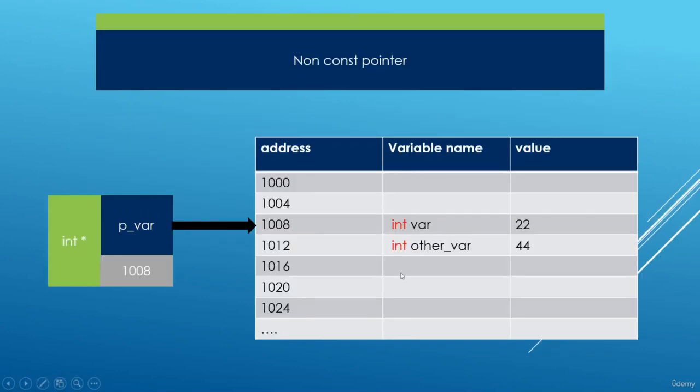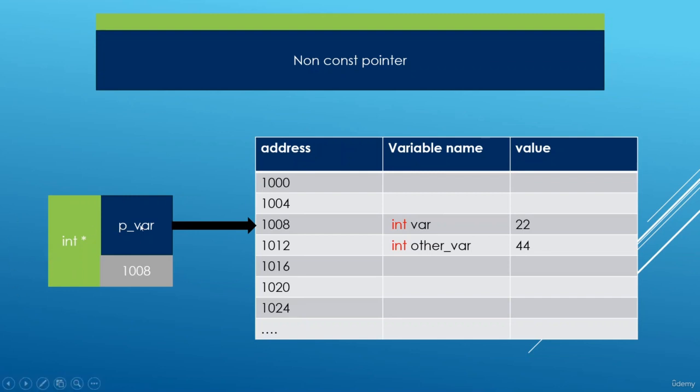Here you see we have two variables. One is an integer var, the other is an integer other var. And we have a pointer called pvar. It's a pointer to int, and now it is pointing to int var, whose value is 22. This pointer is not a const pointer, and it is not pointing to something const. So there are a few things we can do with this pointer.